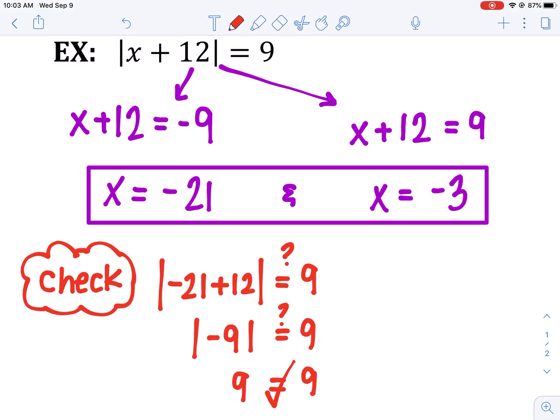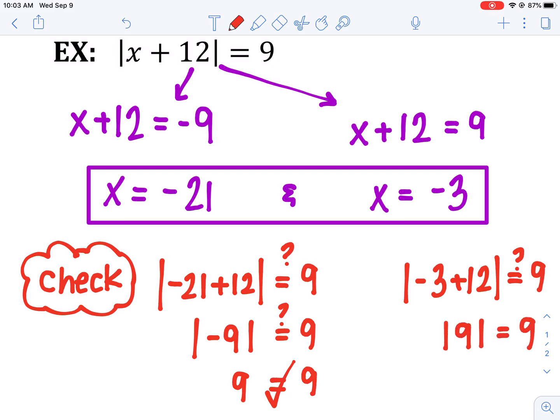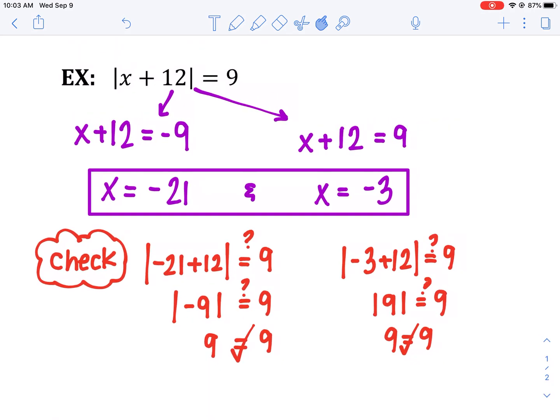Let's check your next solution. Plug in -3. Does it equal 9? Again, I'm plugging into the very, very original. Well, that is absolute value of 9 equals 9. Ooh, question mark. Yep, 9 equals 9. So I'm good to go. No extraneous solutions. This is a true statement with those two answers.